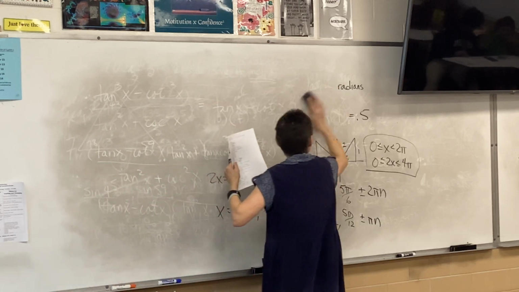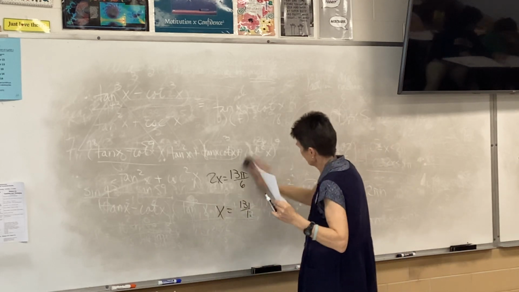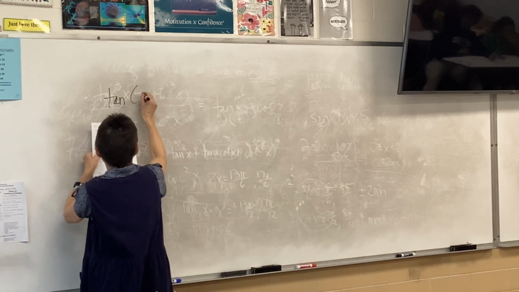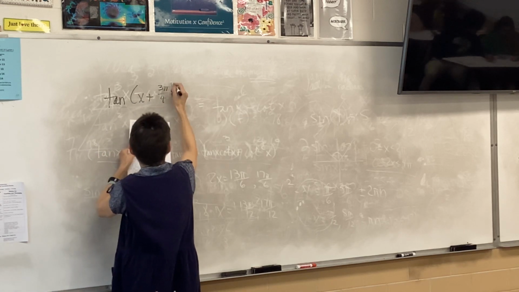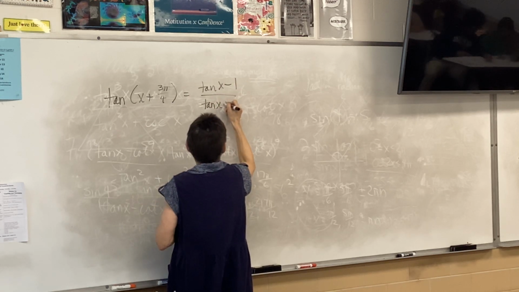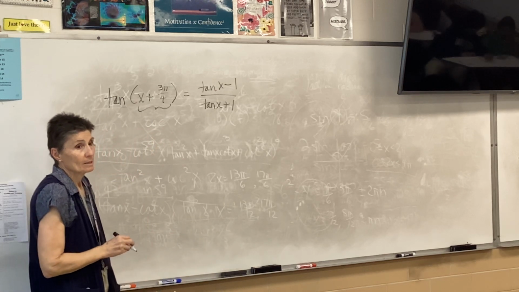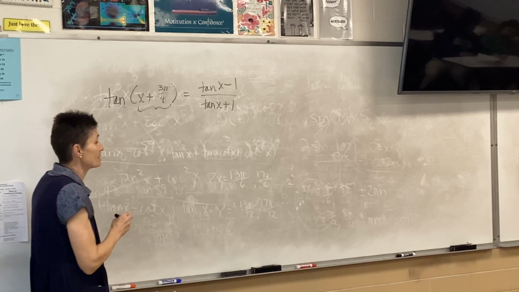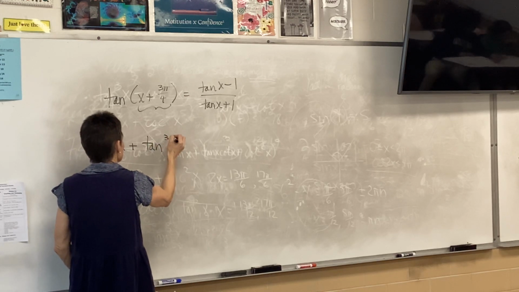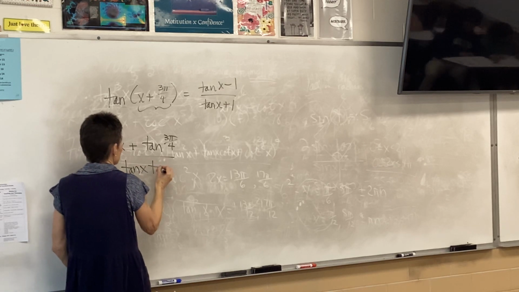So I need to remember or use my reference sheet, because I've got a formula for this. Tangent of angle plus angle, I have a formula for that. Tangent of angle plus angle is tangent of first plus tangent of second, over 1 minus tangent of first, tangent of second.